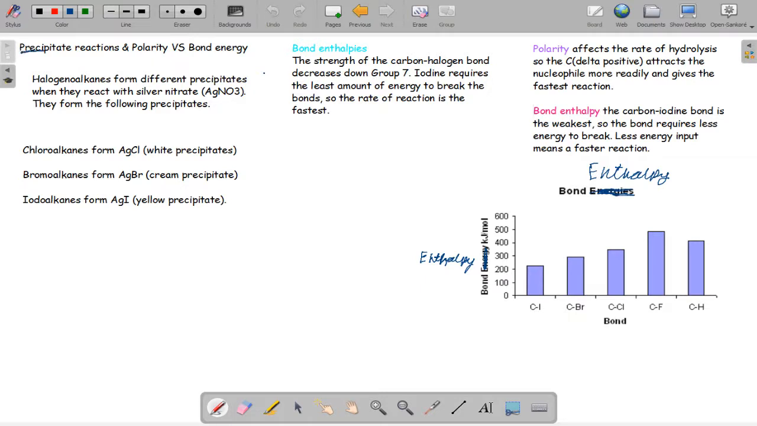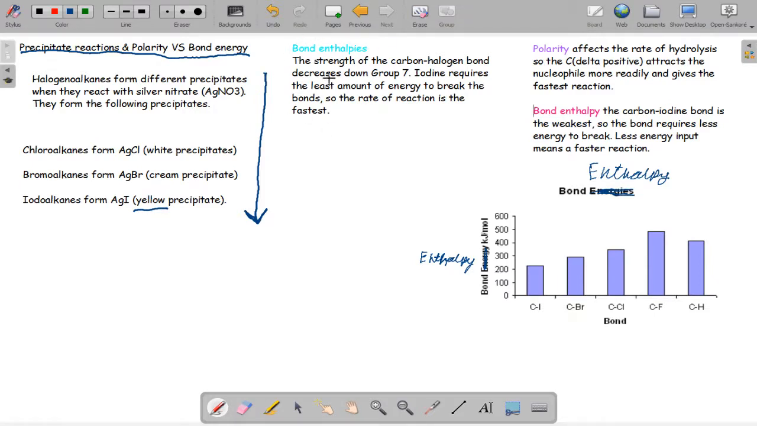So if we look at these precipitation reactions and the polarity versus the bond energy, but not all at once, the halogenoalkanes form different precipitates. Using the same sort of reaction mechanism as I showed you in the previous slide, chloroalkanes will form AgCl, white precipitates, as in the example. Bromoalkanes form silver bromide, and they form a cream precipitate. And iodoalkanes form silver iodide with a yellow precipitate.